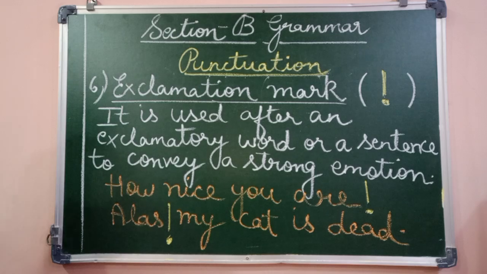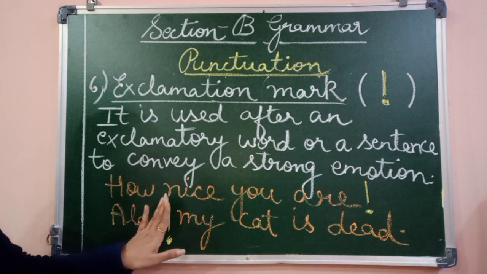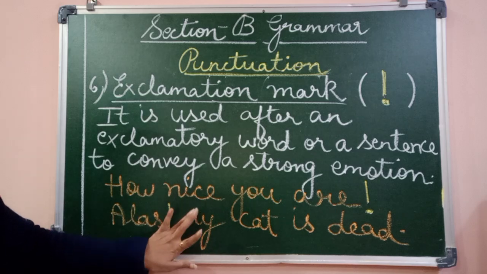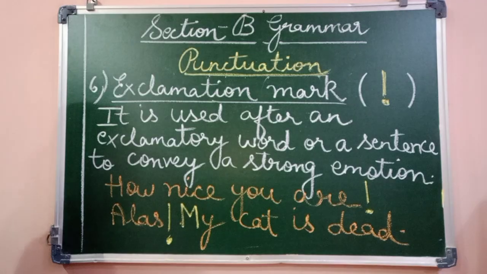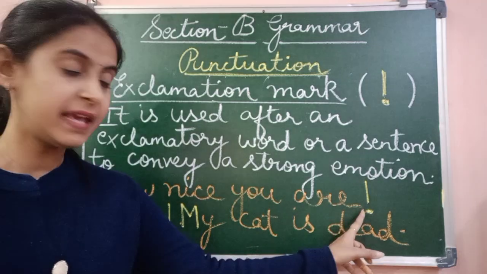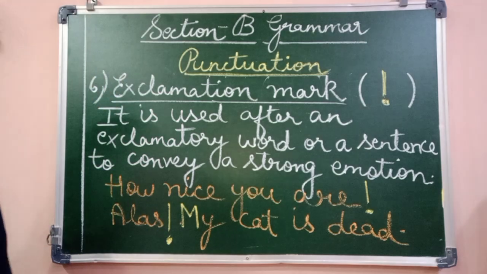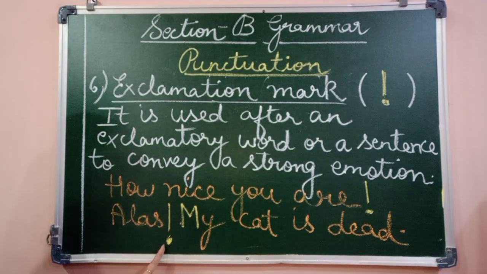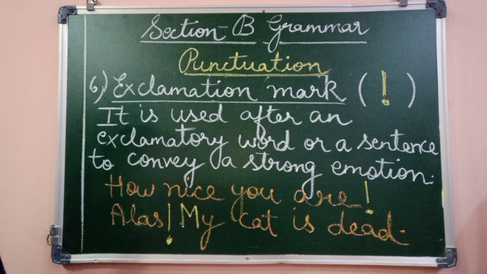Now one thing that you need to keep in mind is whenever you use exclamatory mark, the word after an exclamatory mark should begin with a capital letter. So here M will be capital. Now here exclamatory mark is used in the end of the sentence. So we have no word after this, right? But here after the exclamatory word alas, we have used this exclamation mark, and after this exclamation mark, we have to begin the next word with a capital letter. So I hope it is clear to you.